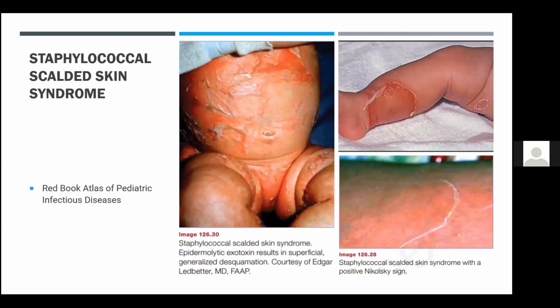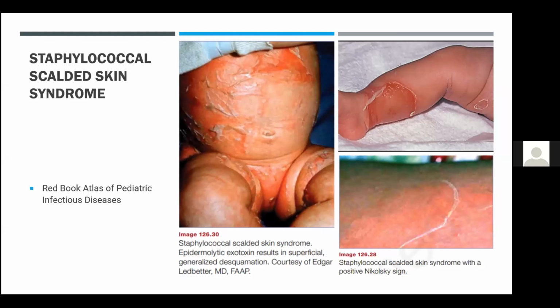Okay, so we're going to talk about staphylococcal scalded skin syndrome. You can get a sudden onset of tender erythroderma, which progresses to diffuse flaccid bullae, and you get significant peeling. You get a positive Nikolsky sign, where when you rub on the skin or cause friction, you get peeling of the skin. Staphylococcal scalded skin syndrome is a toxin-mediated disease, much like scarlet fever, and it's caused by exfoliative toxins A and B.